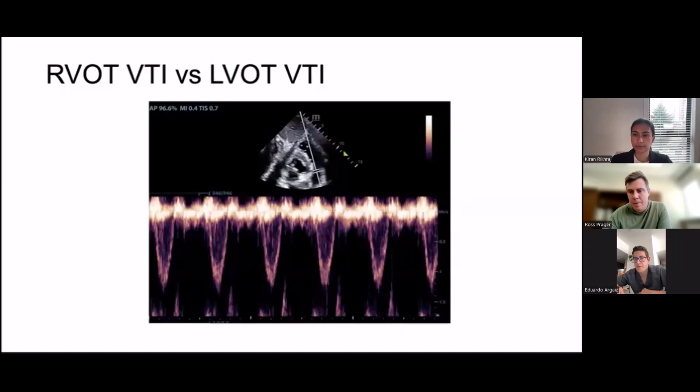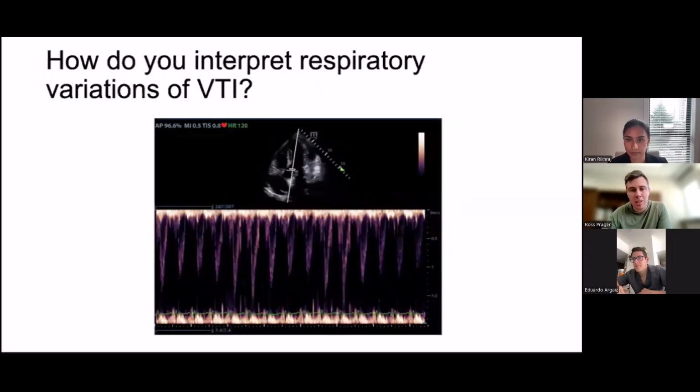Yeah, love that, great. I guess one of the last things that we have to talk about with VTIs: what do you do when you see a lot of VTI variation? Sometimes this can even be exaggerated VTI variation. Any thoughts on how you approach this? Does this mean the patient's fluid responsive? Is it the same as pulse pressure variation on an art line? Just curious what people's thoughts are here.